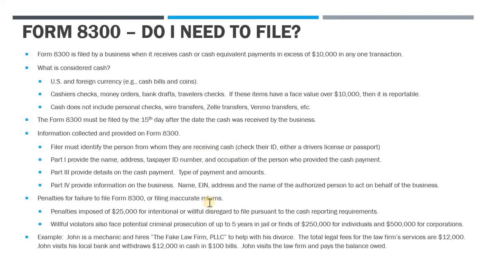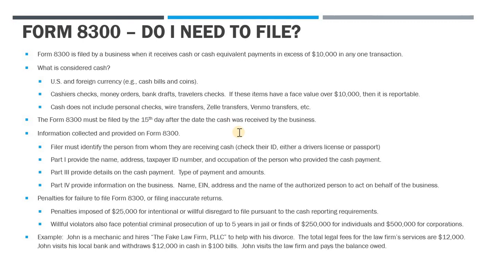A lot of companies flat out do not take cash because they don't want to deal with these kind of filings. And that's understandable, right? So they just turn away any kind of cash payment like this and say, no, you got to write us a check or send us a wire transfer or do something so we don't have to file this 8300 form.